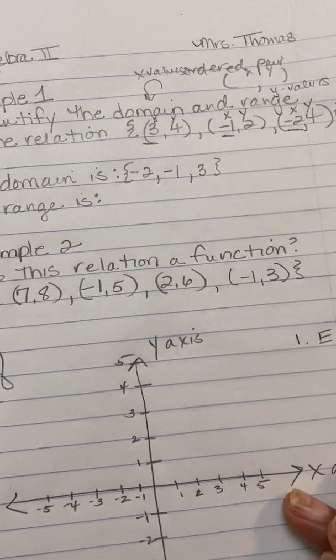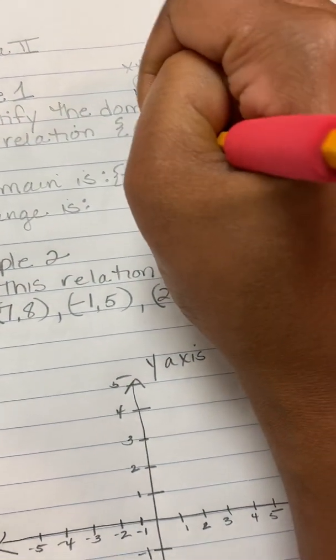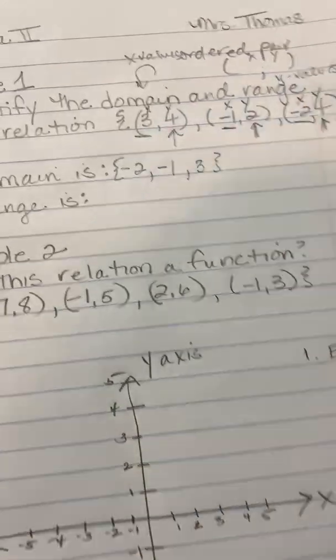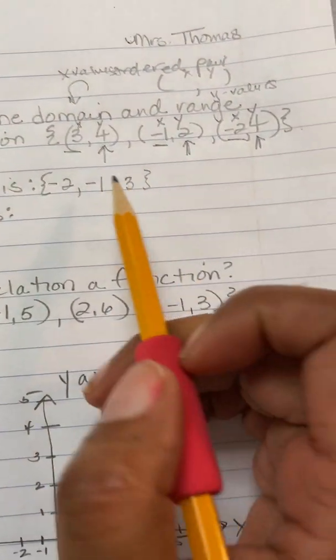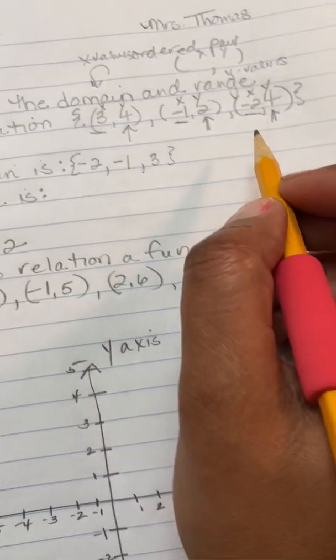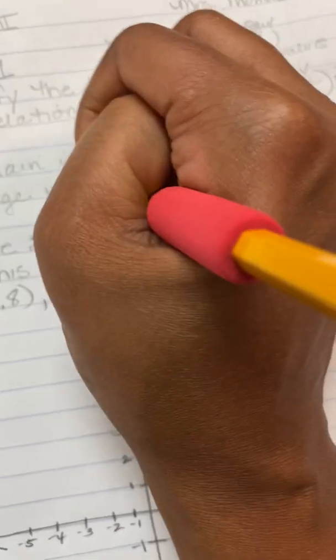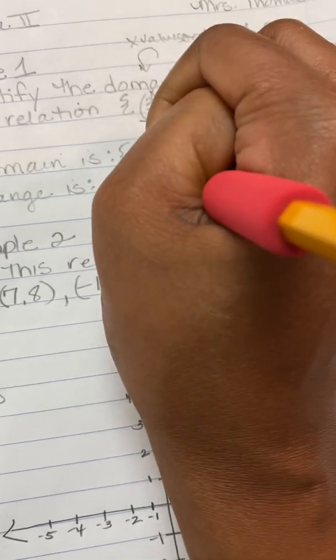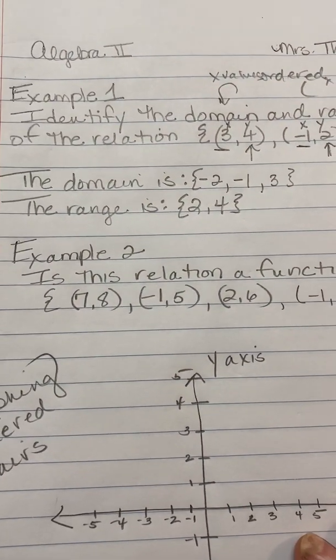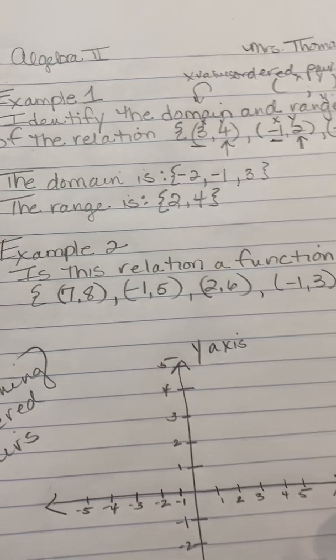When it comes to the range, I see 4, 2, and 4 again. If I have 2 sets, you only need to write it once, so it will be 2 and 4. You would not need to write 2, 4, 4 for the range.